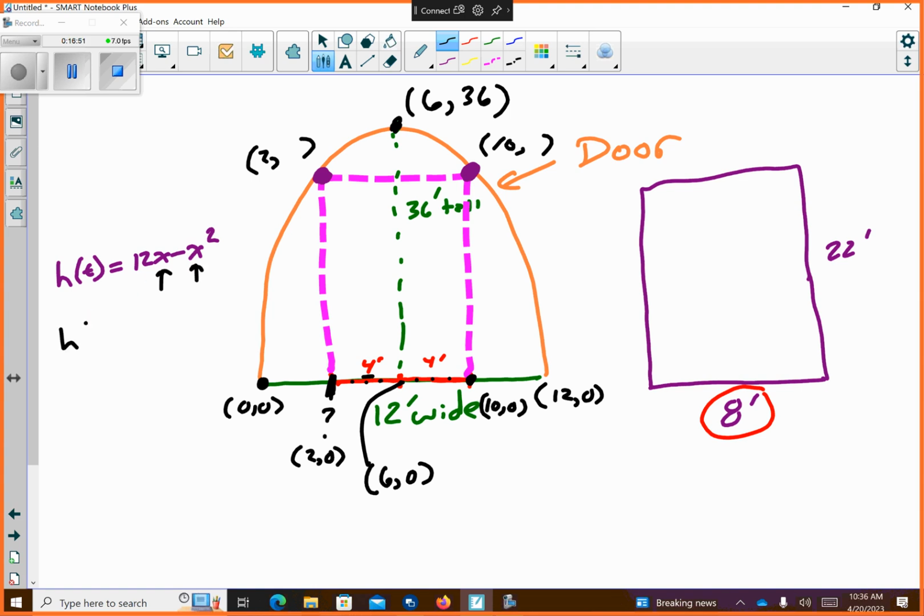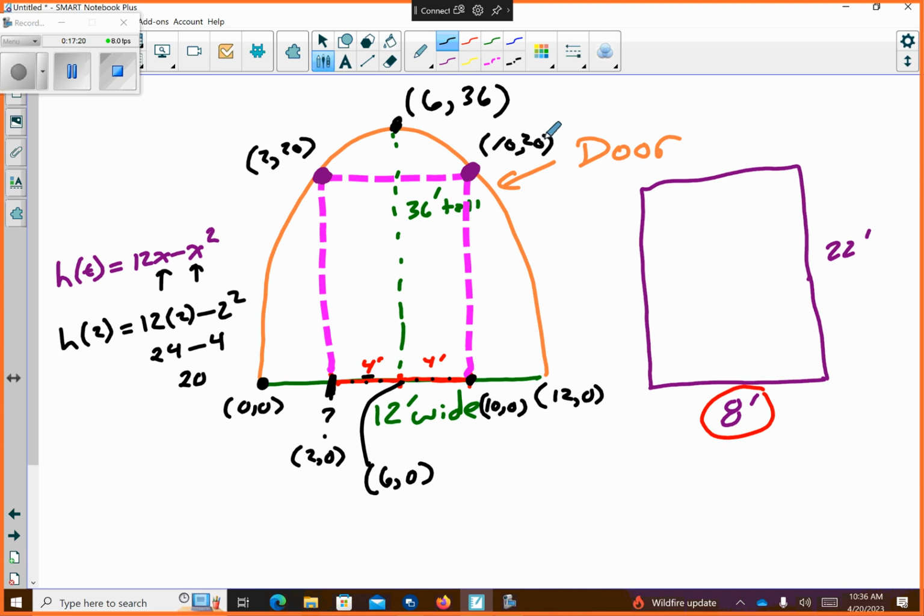So my h at 2 is going to be 12 times 2 minus 2 squared. 12 times 2 is 24. 2 squared is 4. My friends, is our 8-foot wide and 22-foot tall box going to fit through this door?